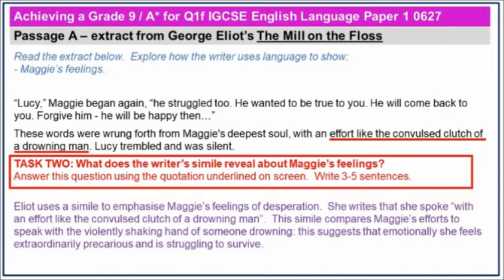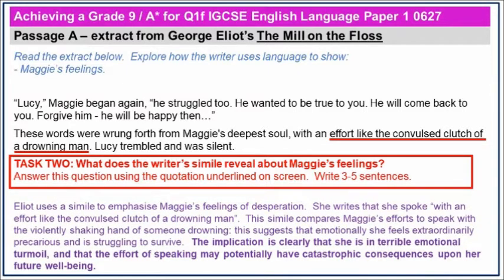Here's my response. Eliot uses a simile to emphasise Maggie's feelings of desperation. She writes that she spoke with an effort like the convulsed clutch of a drowning man. This simile compares Maggie's efforts to speak with the violently shaking hand of someone drowning. This suggests that emotionally she feels extraordinarily precarious and is struggling to survive. But in order to get a grade 9 for this question, one single sentence analysing language can often be insufficient. How could this response be developed?